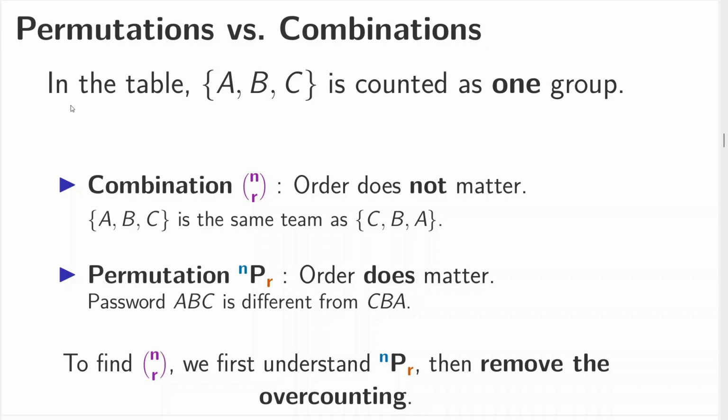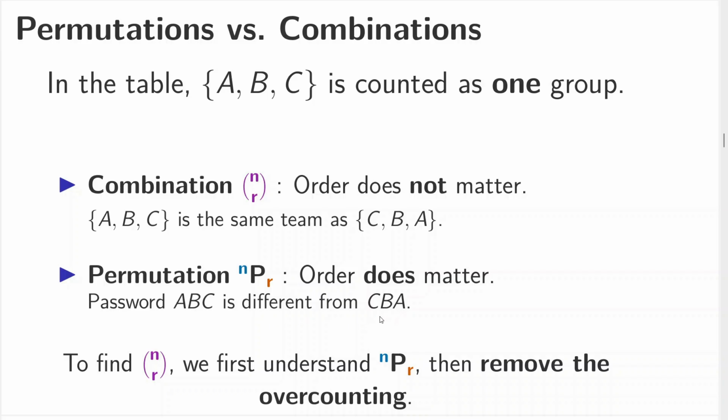As we saw in our table, a subset like A, B, and C is counted as just one single group. For a combination, which we write as n choose R, the order simply does not matter. Choosing A, then B, then C creates the exact same team as choosing C, then B, then A. However, for a permutation, written as NPR, the order absolutely does matter. Think of a digital password. The password ABC is completely different from the password CBA.